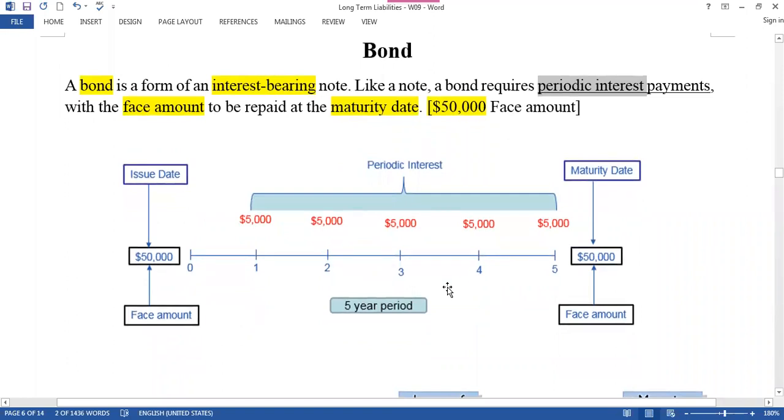Very simply, a bond is a form of interest-bearing note. It means that a bond will have some interest. And when you pay this interest, you are going to record interest expense, usually at the end of every year, according to the terms and conditions. And at the maturity date, we are liable to return the face amount of money.